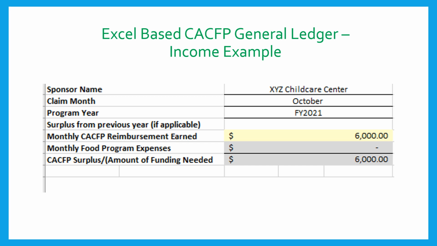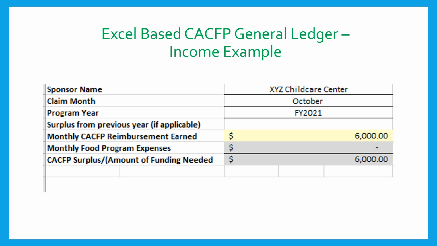Enter the sponsor name in the first cell. For this example, it's XYZ Child Care Center. Enter the claim month. We are using October for this example. Note, the tabs are broken out into months, and the month entered here should correspond to the month name on the tab.